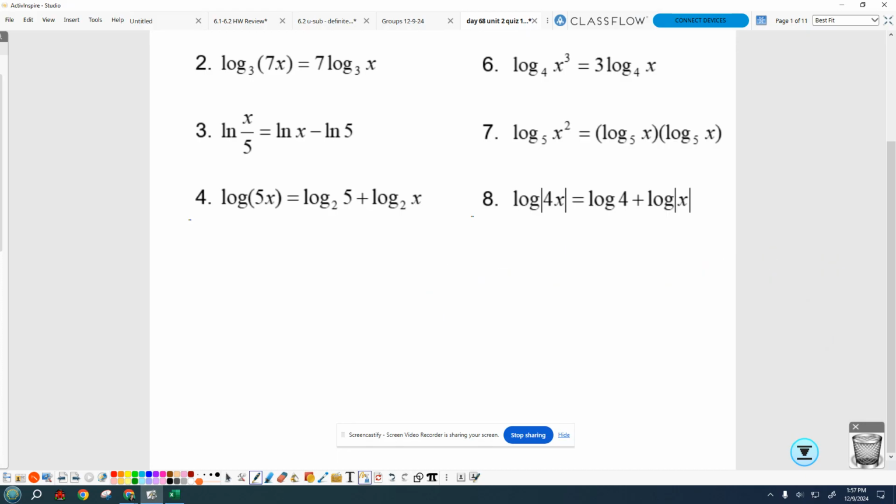Okay, so the absolute value of 4x, isn't that the same as 4 times the absolute value of x? Yeah, so this one is true.